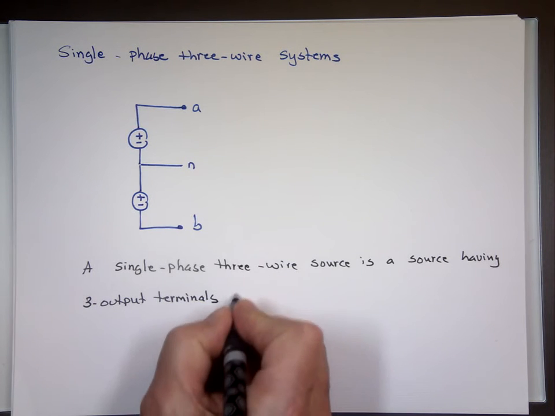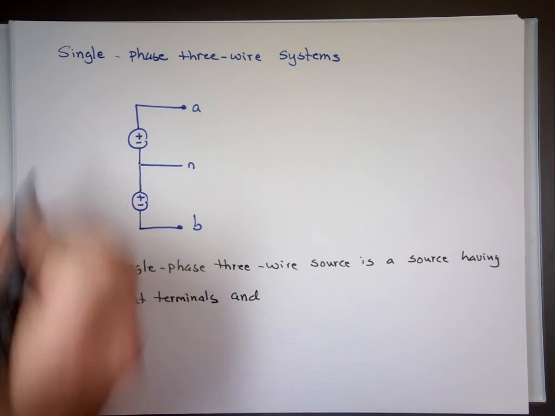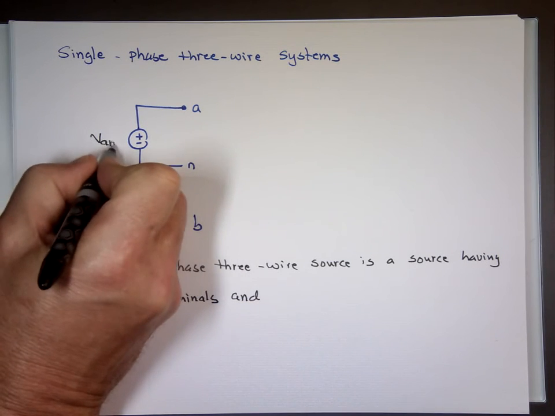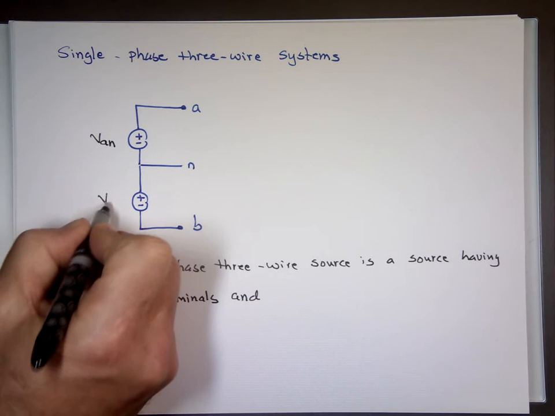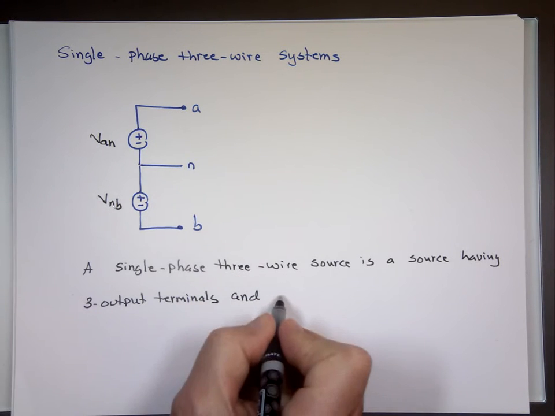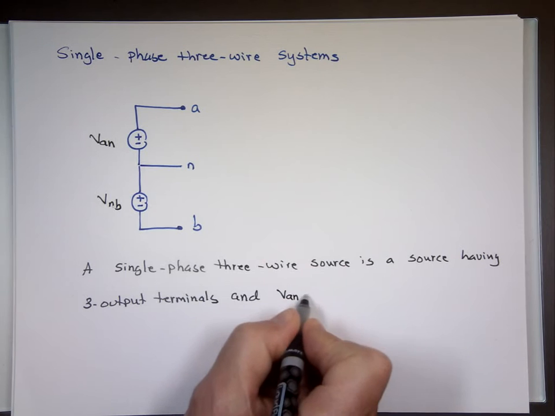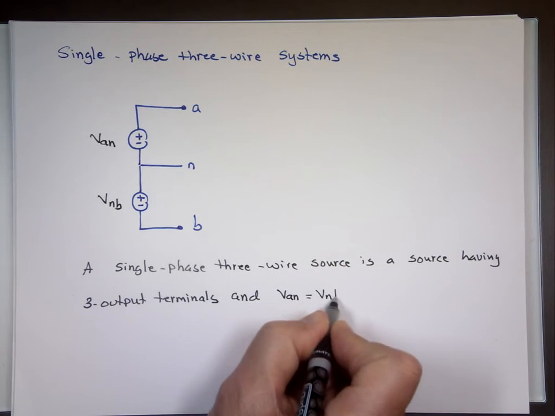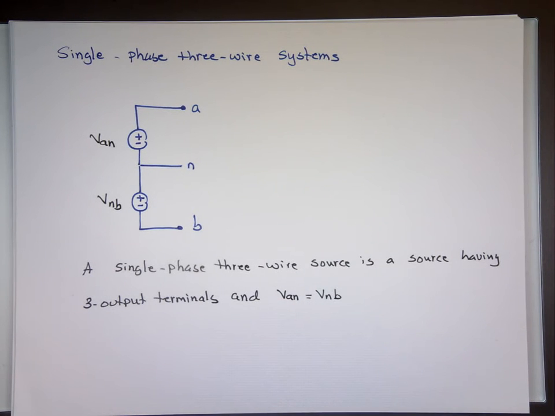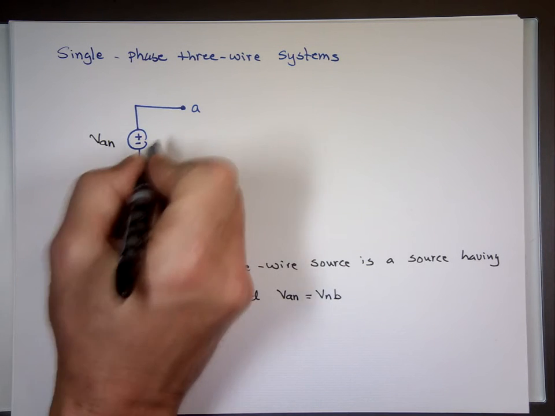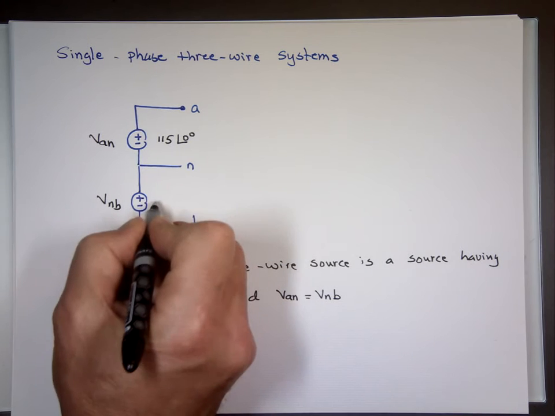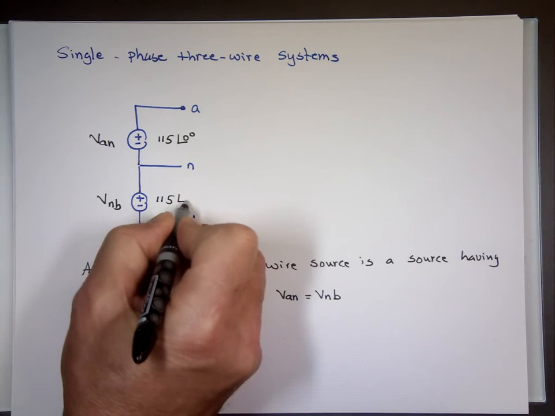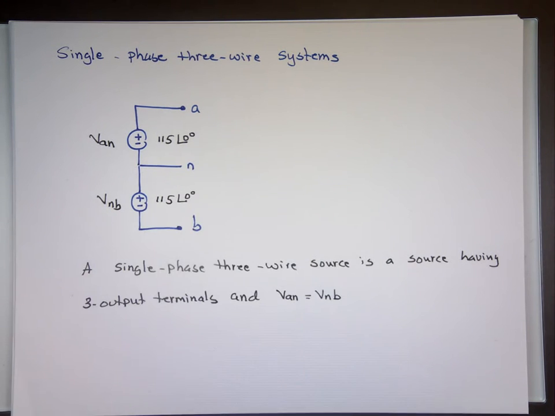And the phase voltage, if I call this VAN, is equal, this is NB, notice the plus on the top, the minus on the bottom. And VAN will equal VNB. There is no phase shift. So if this value, for example, is 115 angle 0, this will be 115 angle 0. Same thing.